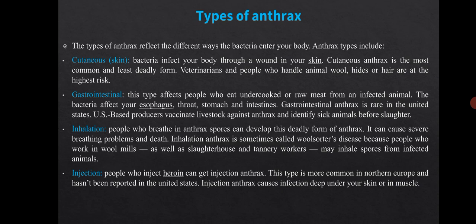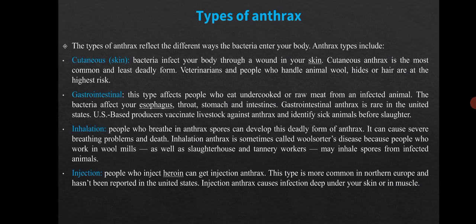The second type is called gastrointestinal anthrax. This is mainly due to eating undercooked or raw meat from infected animals, and the bacteria affect your esophagus, throat, stomach as well as intestines.